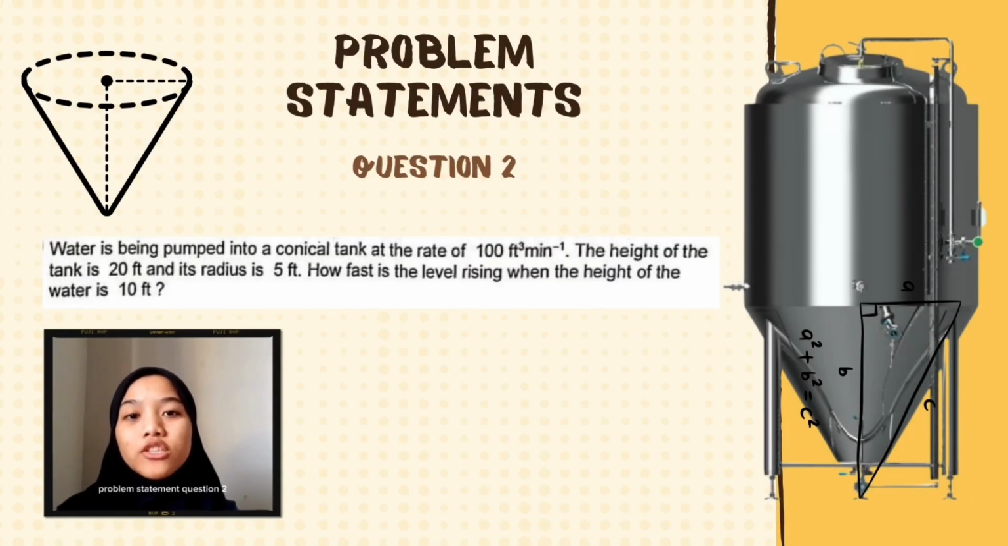Problem statement, question 2. Water is being pumped into a conical tank at the rate of 100 cubic feet per minute. The height of the tank is 20 feet and its radius is 5 feet. How fast is the level rising when the height of the water is 10 feet?